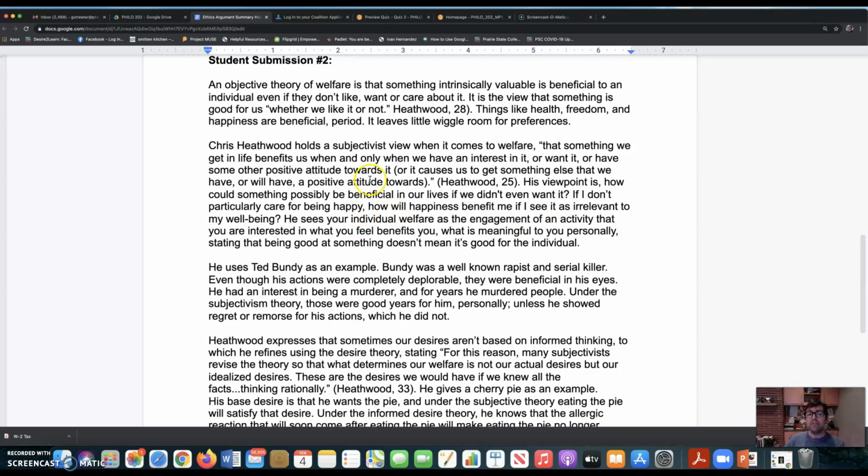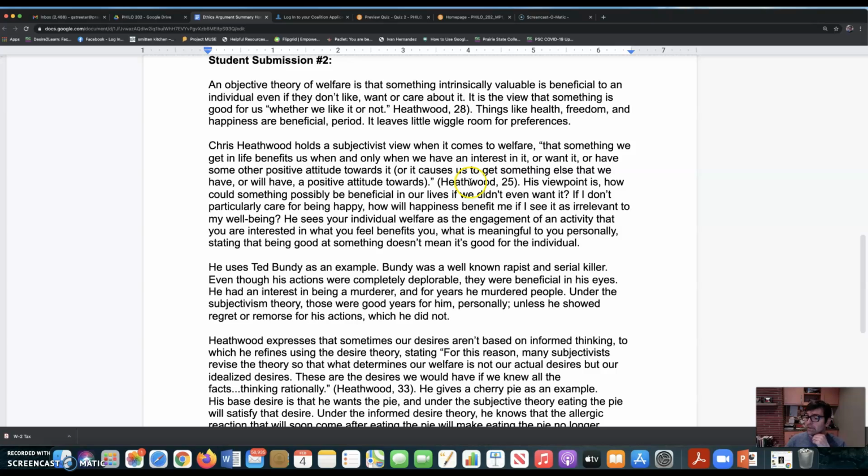Then we get to Heathwood. Heathwood holds a subjectivist view. Here's a contrast, a clear distinction between an objective theory and a subjective view, okay, when it comes to welfare. So here the student is identifying, again, his central claim, right, to defend subjectivism about welfare.